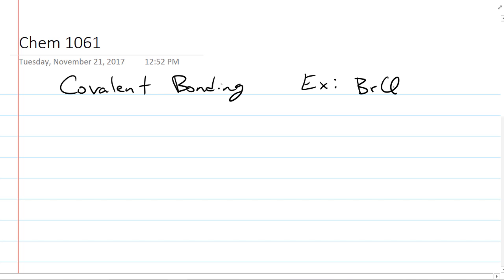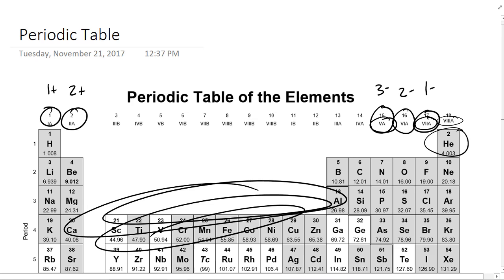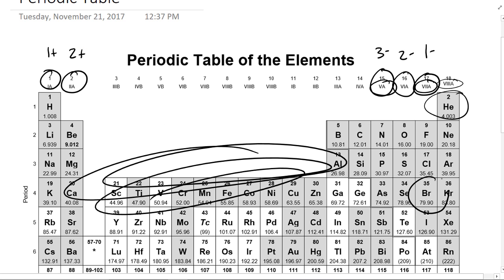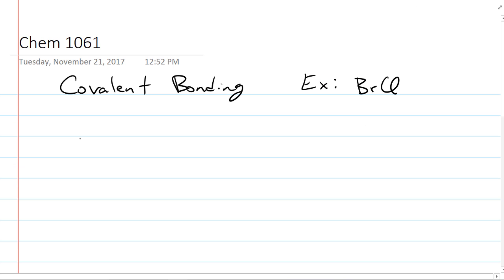Let's go on here. Next up, we're going to look at covalent bonding. And as an example, let's look at something like bromine monochloride, BrCl. Now, if we're going to make a model of bromine chloride, we need to first start by writing out Lewis diagrams for each one. So how many valence electrons will the bromine have? 7. Chlorine will have 7 as well.